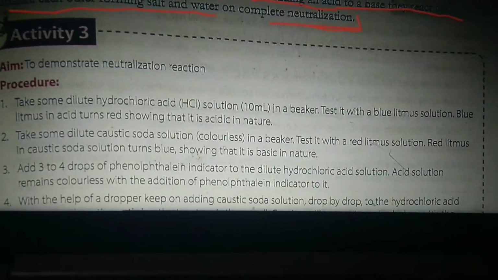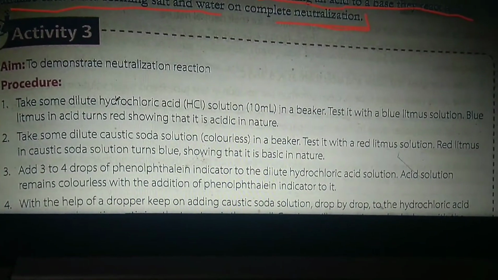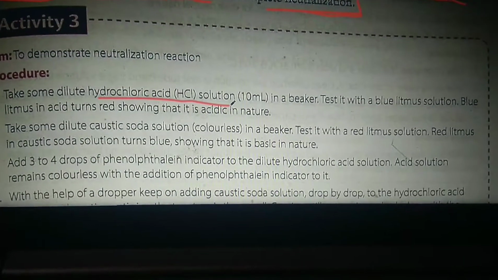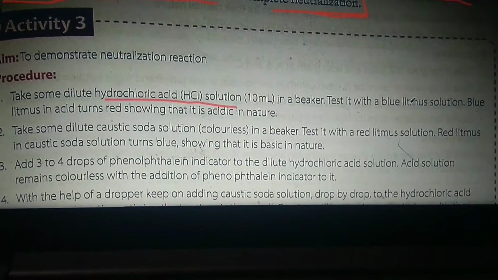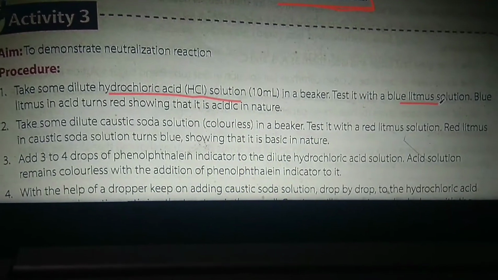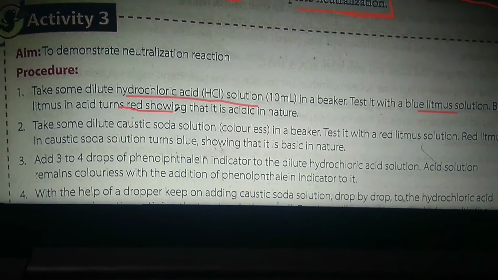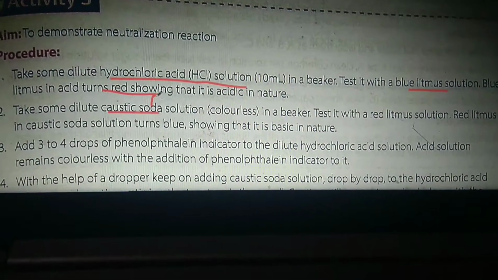We can learn this with the help of an activity also. For the neutralization reaction, first we have to take some hydrochloric acid solution in a beaker and test it with blue litmus solution. As we know, in the presence of acid, blue litmus turns red. Then we take caustic soda, which is known as NaOH.